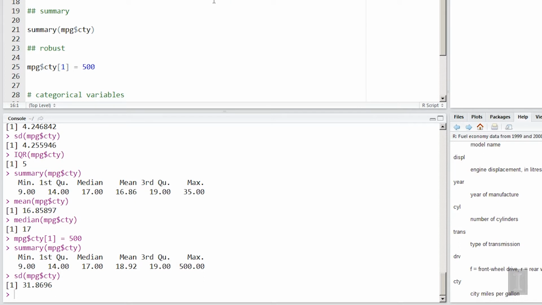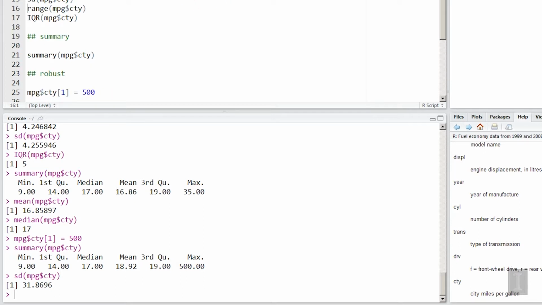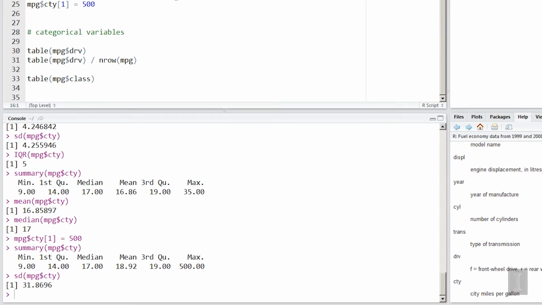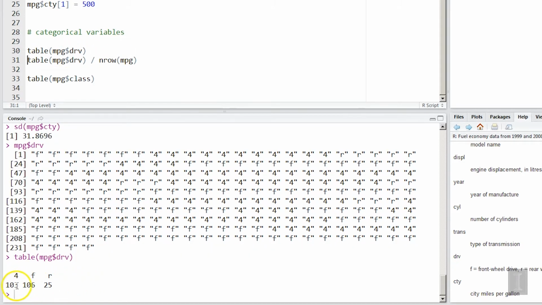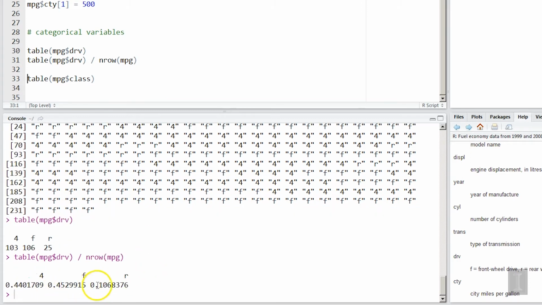That's a number of numeric summaries for numeric variables. We could also come up with numeric summaries for categorical variables. So for example, here we have the drivetrain variable, which tells us if the car was front-wheel drive, four-wheel drive, or I believe there are some rear-wheel drive cars in here. Yeah, here's one. We can use the table function to quickly summarize this data. So there were 103 four-wheel drive cars, 106 front-wheel drive cars, and 25 rear-wheel drive cars. This is a simple count. If we divide by the size of this data set, we could get proportions of those three drivetrains.